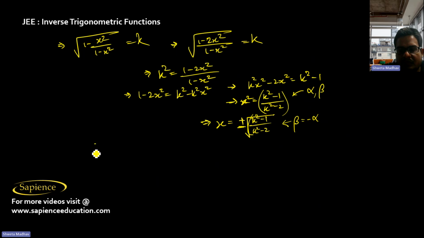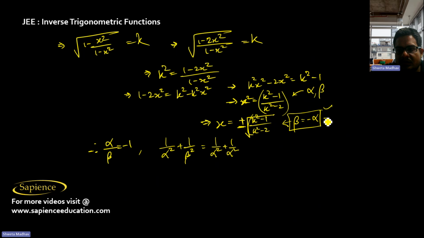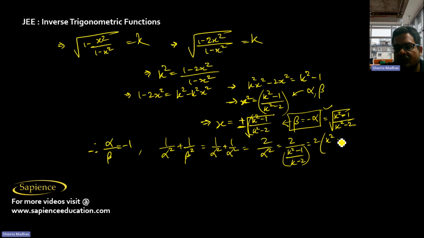So therefore alpha by beta is equal to minus 1 obviously, and 1 by alpha square plus 1 by beta square will be nothing but 1 by alpha square plus 1 by alpha square only, since beta is equal to minus alpha, which is equal to root over k square minus 1 by k square minus 2. So this will be 2 by alpha square. So this will be 2 by k square minus 1 by k square minus 2. So this will be 2 into k square minus 2 by k square minus 1.